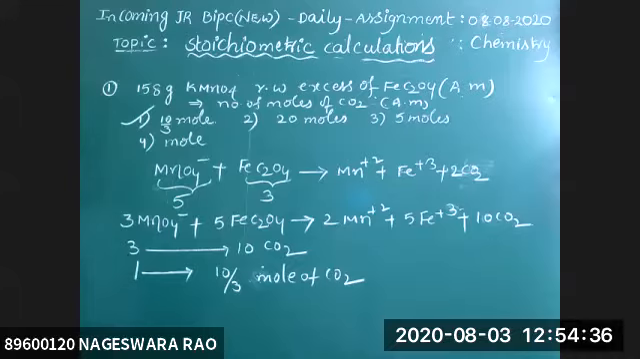This is a very important question, students. In this reaction, ferrous ion converts to ferric, oxalate ion converts to CO2, and MnO4 minus permanganate converts to Mn plus 2 in acidic medium. Next, question number 2.